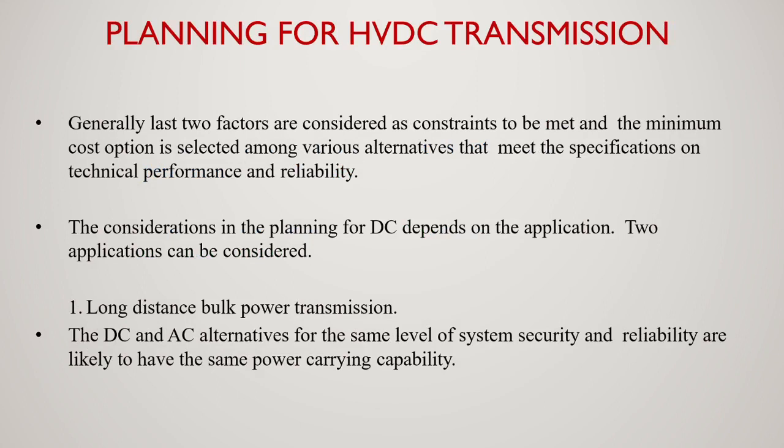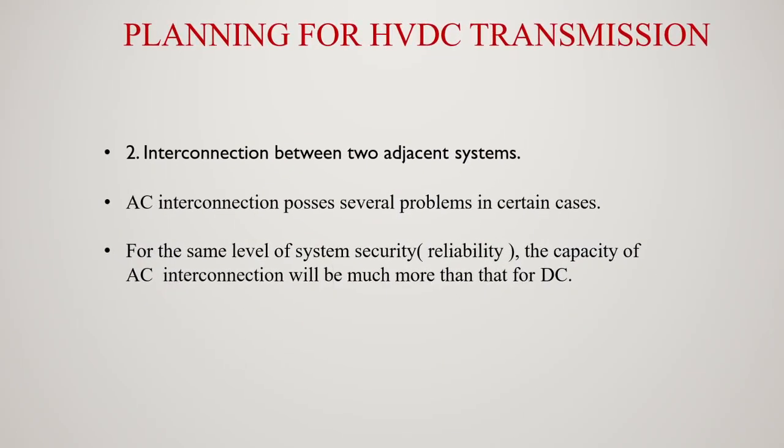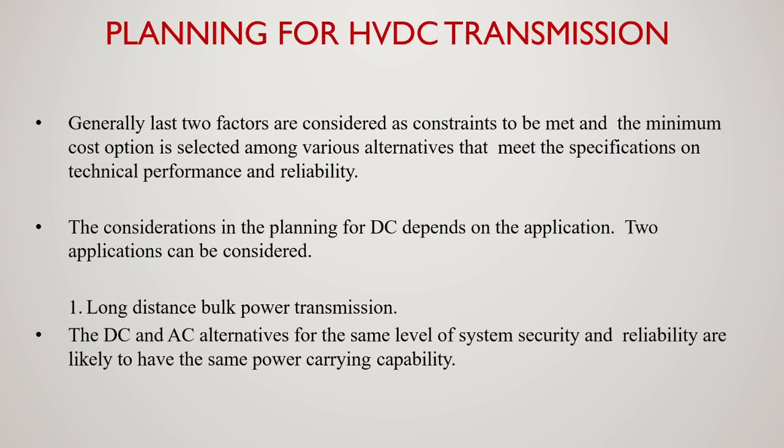So the considerations in the planning for DC depend on the application. Two applications can be considered as representative. Okay, what are they? One is long distance bulk power transmission. Another one is interconnection between two adjacent systems. So the two applications which are considered as representative are long distance bulk power transmission and interconnection between two adjacent systems.